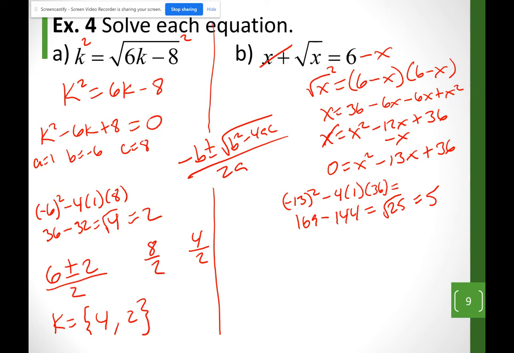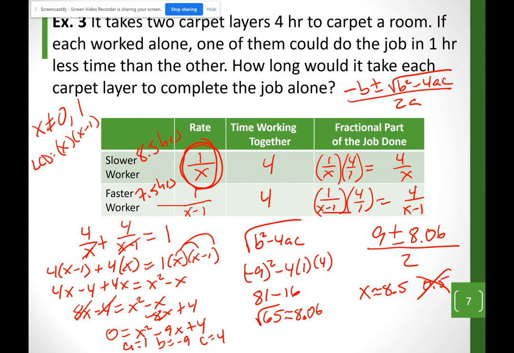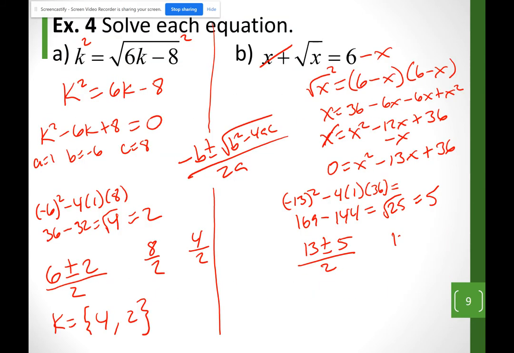All right, so negative b, I have 13 plus or minus 5 all over 2. If I was to do the plus sign, 13 plus 5, that gives me 18 over 2. If I was to do the minus sign, 13 minus 5, that gives me 8 over 2. So I get that x equals 9 and 4. Okay.